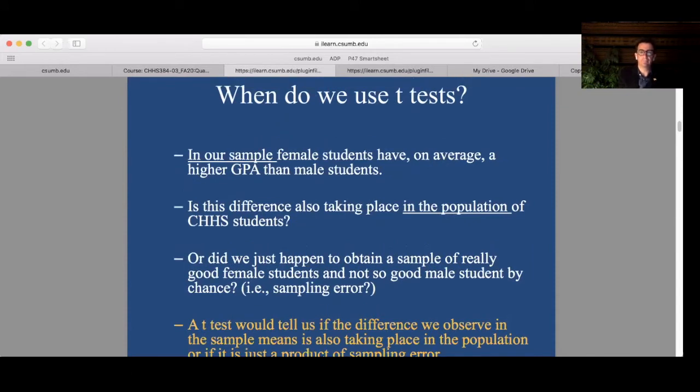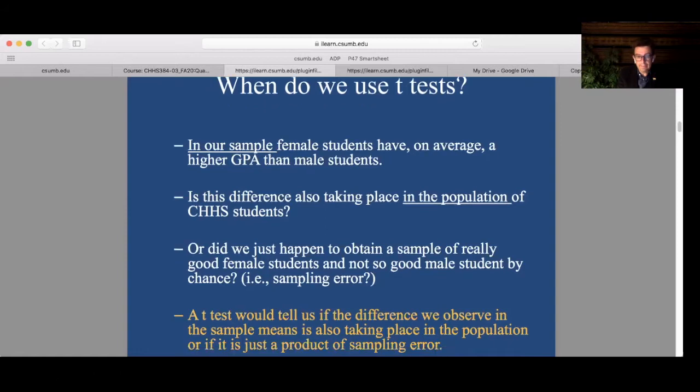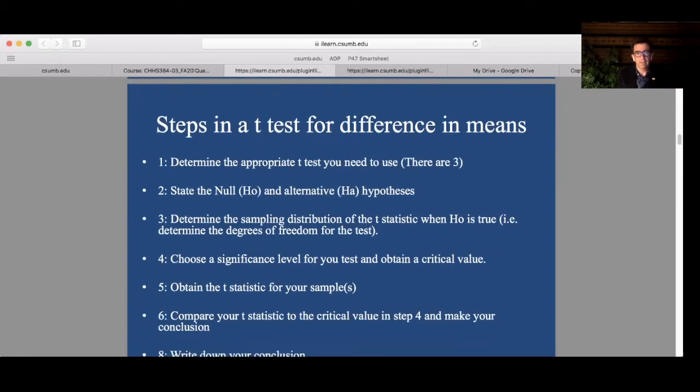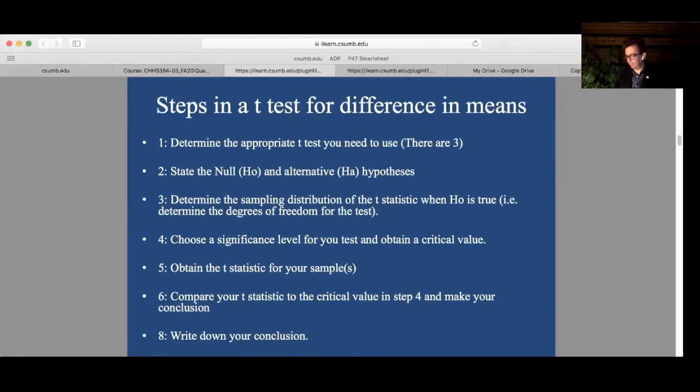So the t-test would tell us if the difference we observe in the sample means is also taking place in the population, or if it's probably just the result of sampling error. You may remember the steps in a hypothesis test, and these are very similar to the chi-square test that we talked about last week, with some small differences, right?